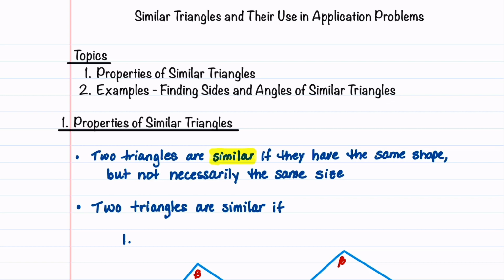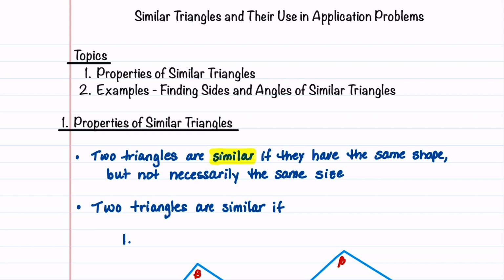In the video description, you'll find a link to guided notes that can be downloaded and filled in as you follow along with the video. In this video, I'm going to define what it means for two triangles to be similar, go over the 3 ways two triangles can be similar, and complete 2 common application problems that utilize similar triangles.